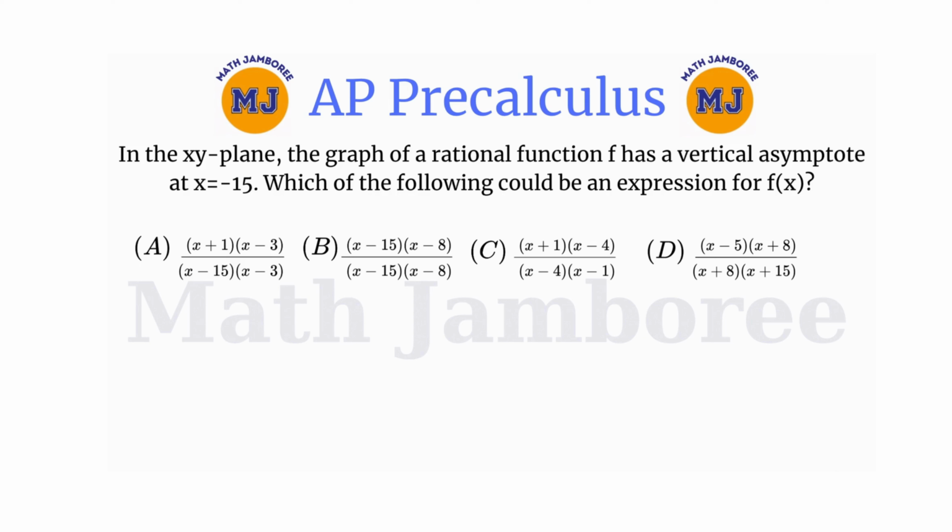If you're talking about a rational function, first of all, rational functions are in the format of a over b, with the numerator and the denominator. Another thing is, vertical asymptotes are all related to the denominator. And they're saying that x equals negative 15 is the vertical asymptote.